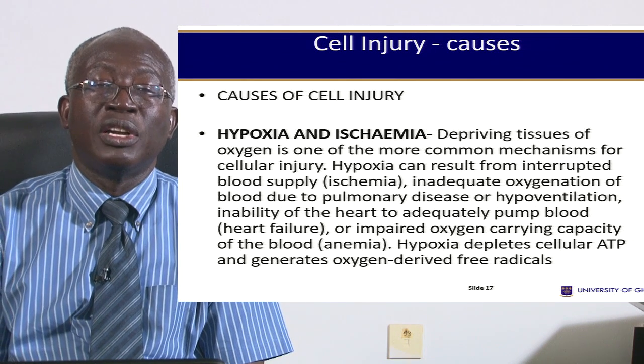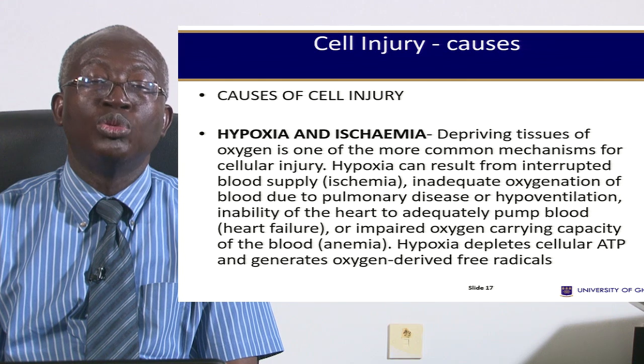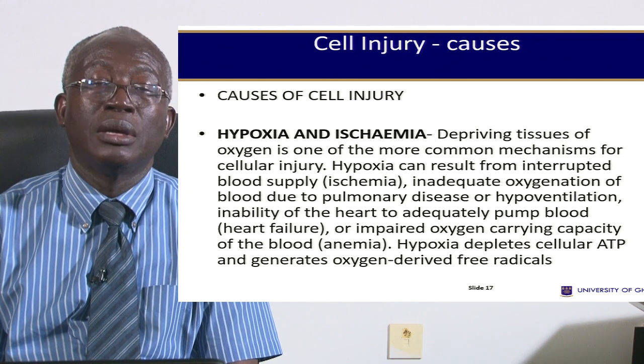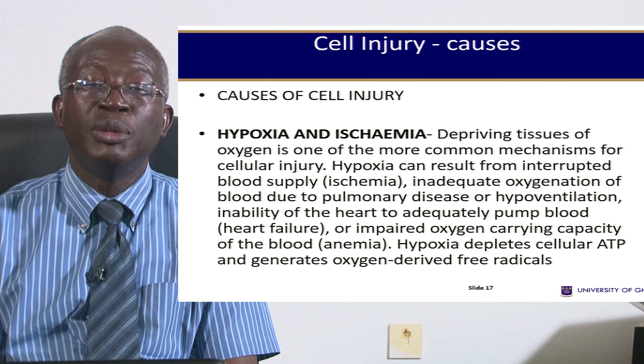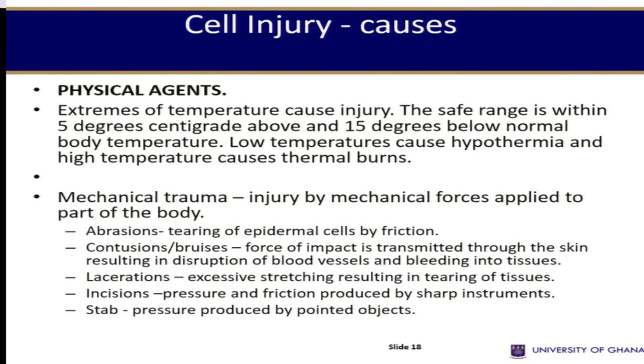So what are the causes of cell injury? First is lack of oxygen. There are two ways that can occur. Hypoxia is when you lack oxygen only. Ischemia is when you block the vessel, so you may lack oxygen plus other things. Then physical agents. These are extremes of temperature, as an example, which can cause injury.